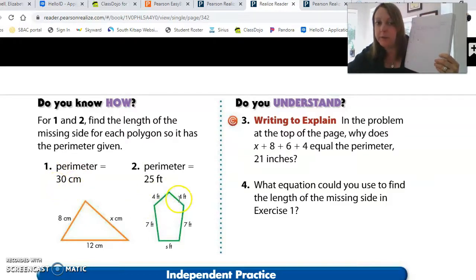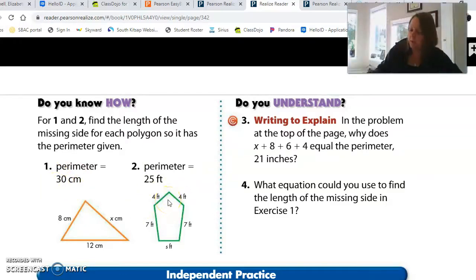All right, now we're going to do number 2. Okay, now this one looks a little bit longer. I'll try to make it a little bit nicer. So number 2, the perimeter equals 25 feet. Okay, now I'm going to write my equation. P equals 4 plus 4. And really, I do like to go around clockwise so I don't forget a number. 4 plus 4 plus 7 plus S plus 7.